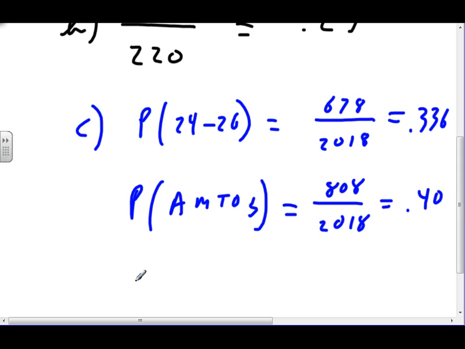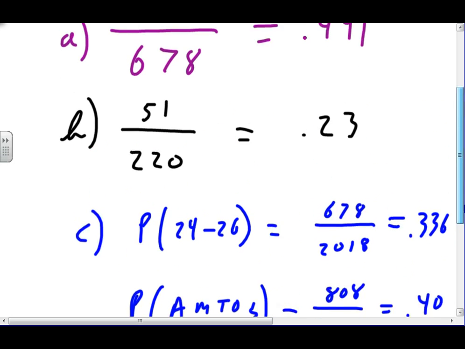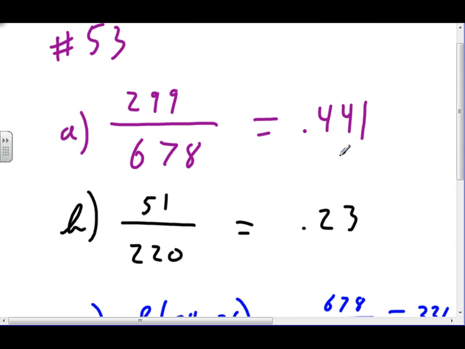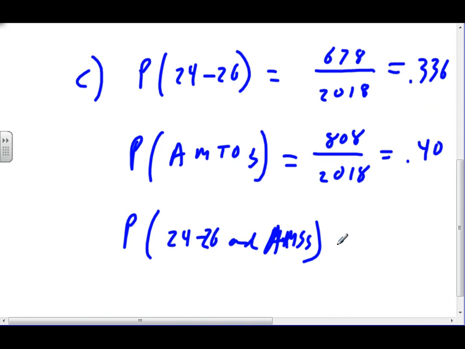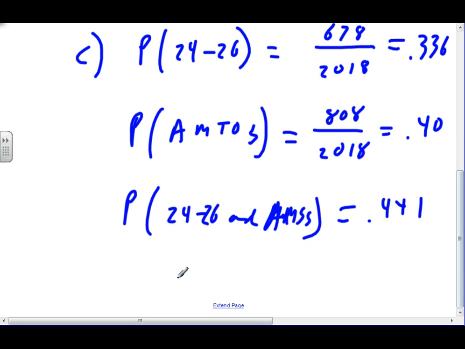All right, then I need to know the probability that we're both in that age group and we applied to more than one school. This is all for C. No, I haven't calculated anything. I need these just to find the probability. But we already did that, and that's 0.441, right? 0.441.